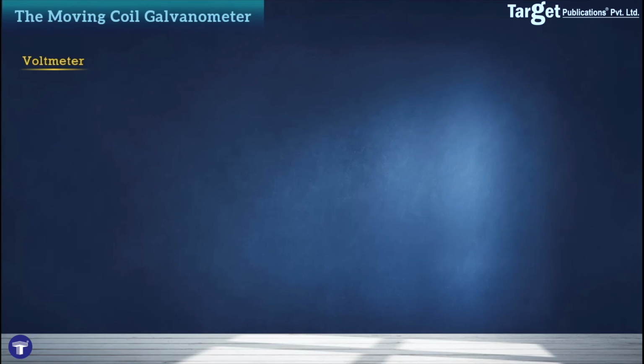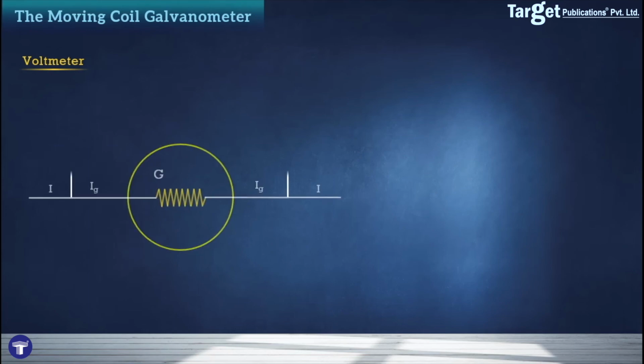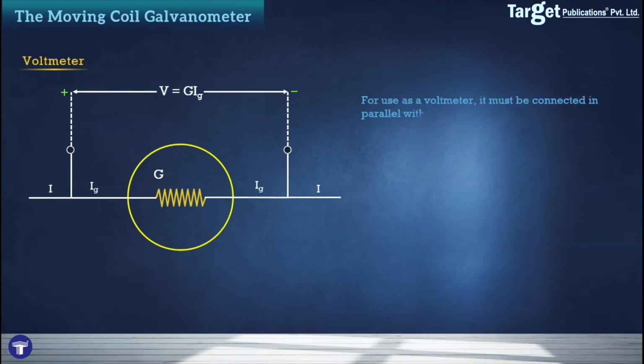Now I can also use the moving coil galvanometer as a voltmeter. Now what does a voltmeter do? It measures the voltage in a circuit. So I can use the moving coil galvanometer as a voltmeter, but again I can't directly use it as a voltmeter. Why? Because of two reasons.